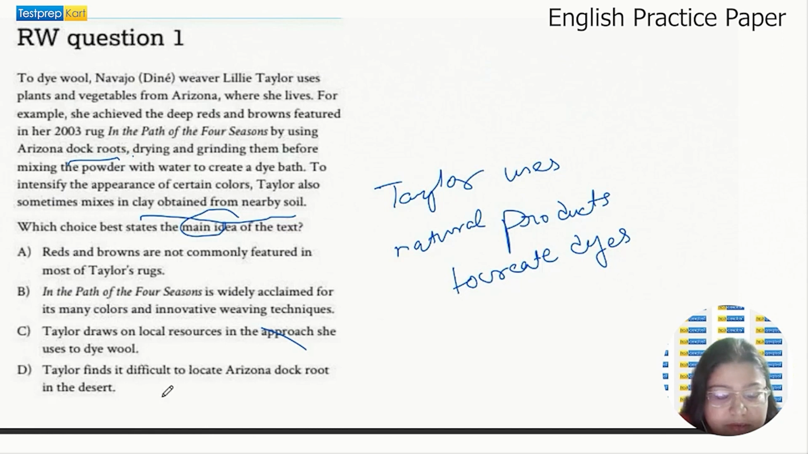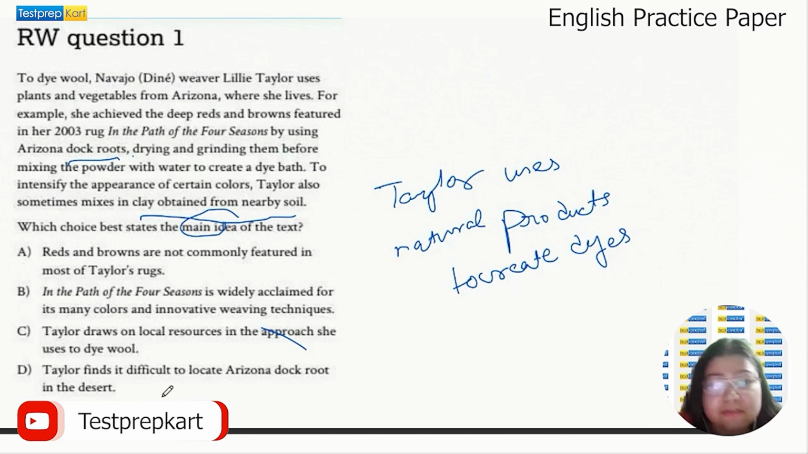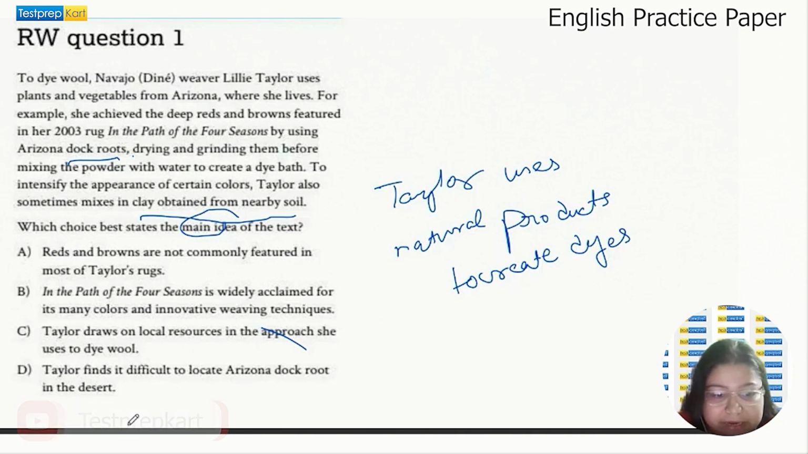Now, B says the Path of the Four Seasons is widely acclaimed for its many colors and innovative weaving techniques. All right. We don't get to really see the weaving techniques from the passage. The passage just talks about the dyes that she uses. So we don't think B is correct either. Let's cross them out. So A is incorrect, B is also incorrect.